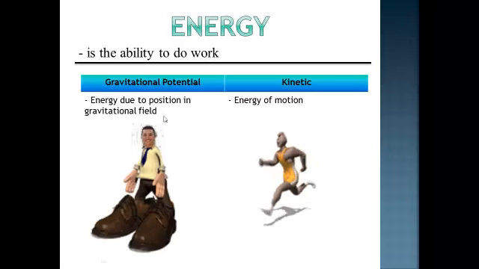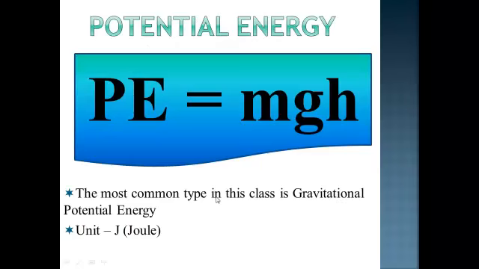Transitioning into energy: energy is the ability to do work, which means that if I have an object that has energy, it can apply a force over a given displacement. Two of the types of energy are gravitational potential and kinetic. Gravitational potential is the energy due to position in a gravitational field, whereas kinetic energy, based on the picture, is the energy of motion. Taking a look specifically at the equations for potential energy, the most common type is gravitational potential, and it will be the only one we'll deal with in this chapter.